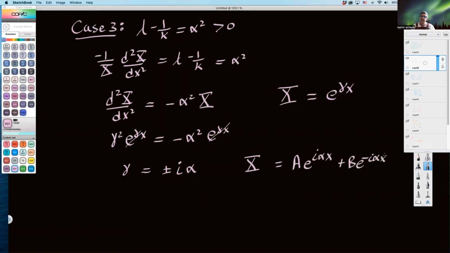Again, you can write it any way you want. WebAssign tells me what it wants: sines and cosines, which is perfectly reasonable. So I can rewrite this with two different constants, a1 times the sine of alpha x plus a2 times the cosine of alpha x. Great, we've got that done. So let's go on to T.